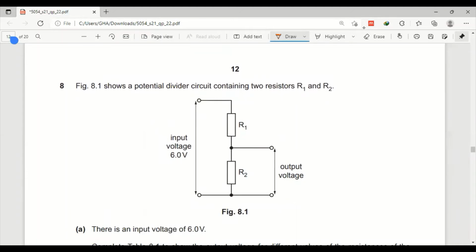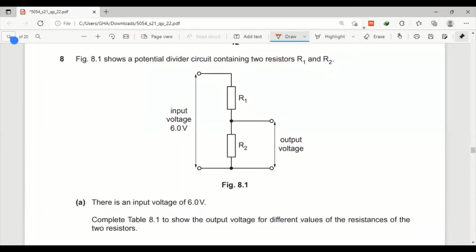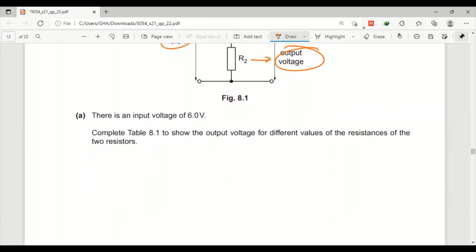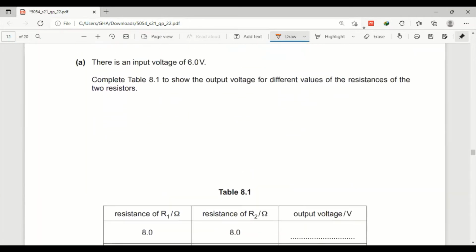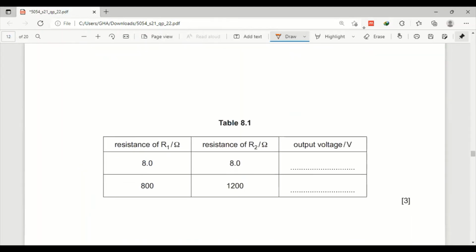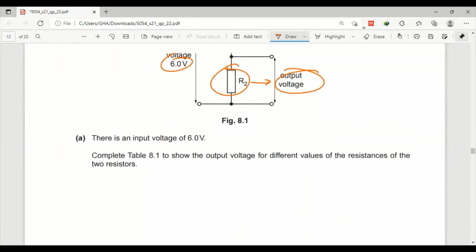Next, question number 8 is, the figure shows a potential divider circuit containing two resistors R1 and R2. There is an input voltage 6, and here is the output, meaning output is across the R2. Complete the table to show the output voltage for the different values of the resistance of the two resistors. Both are of the same resistance, 8 and 8, meaning the 6 volt is equally divided. Now, R1 is 800 and R2 is 1200.